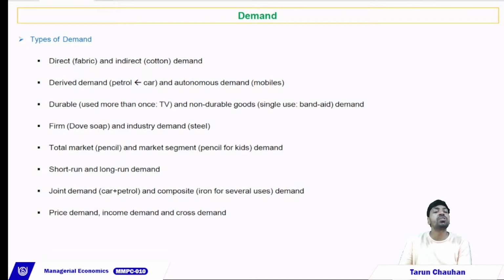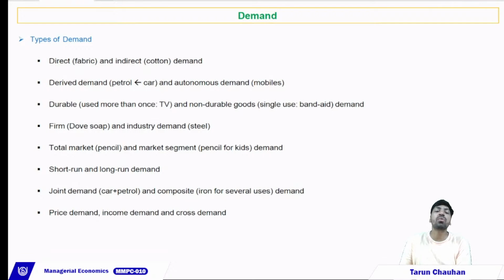The next one is joint demand. Joint demand is for products which are usually used jointly. That is car and petrol, diesel and car, that is called joint demand. We talk about milk and tea powder, that is called joint demand. Bread and butter. Next one, Maggie and masala, Maggie masala. So that's called joint demand.